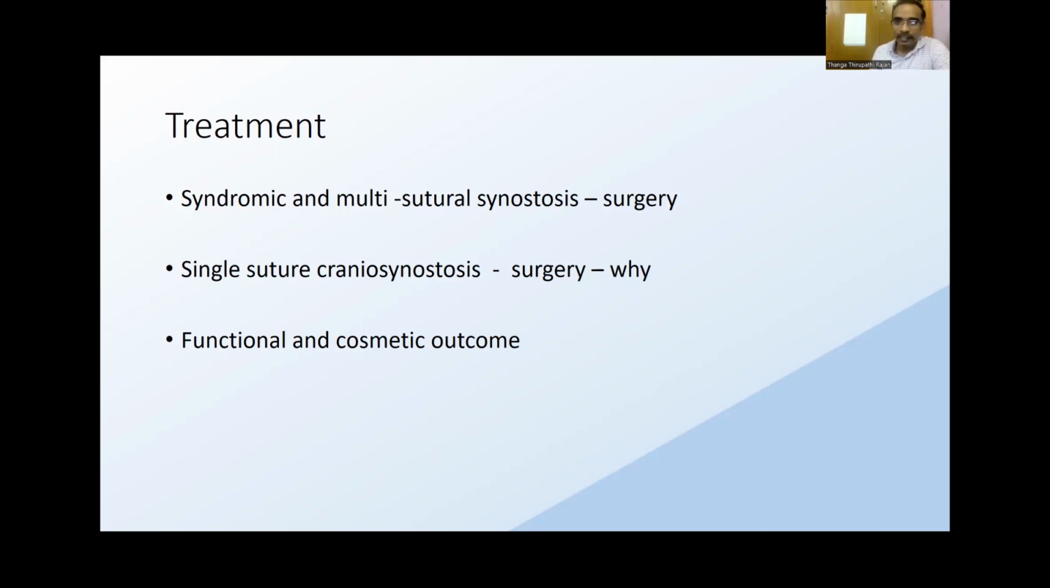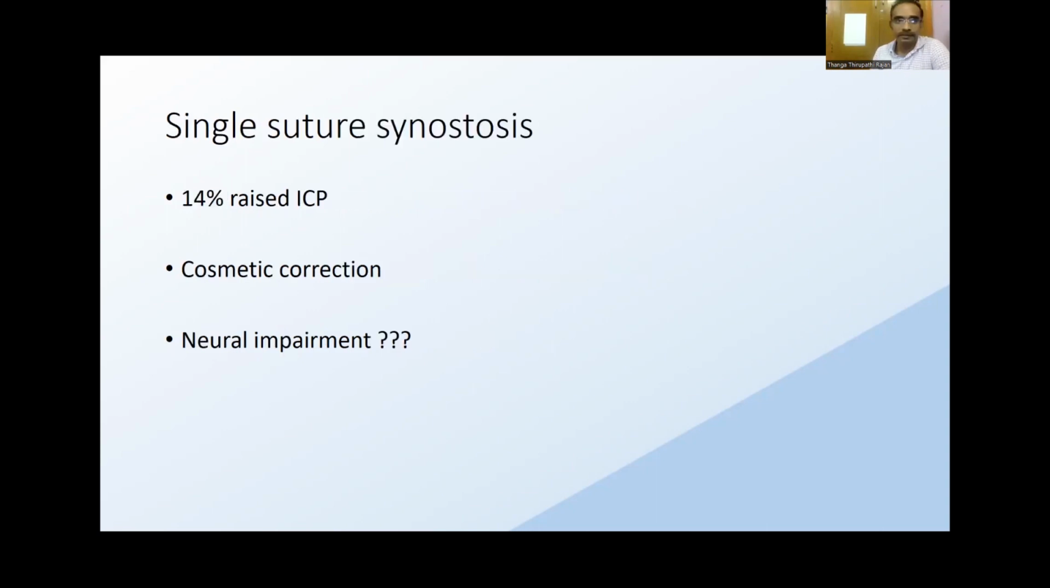child. Psychologically, there are a lot of studies now which say the psychological developmental problem in craniosynostosis is as bad as a neurological impairment. So that's why I think we should operate on most single suture craniosynostosis. So neural impairment is questioned, but cosmetic correction is absolutely indicated because it plays a very big role in the psychological development of the child.